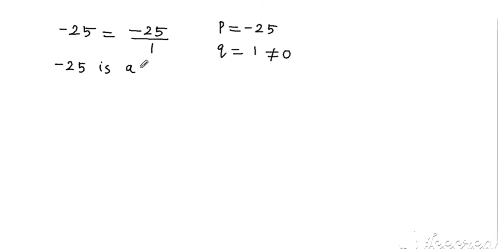Similarly, we can write any natural number, whole number or integer in the above form, like that number divided by 1. Hence they are all rational numbers.